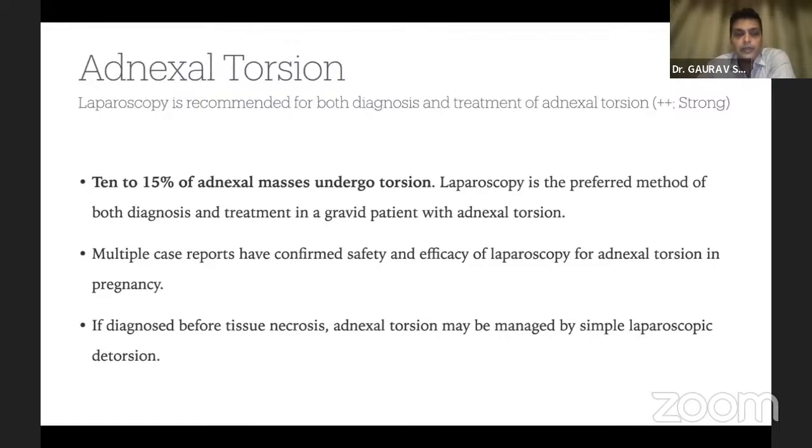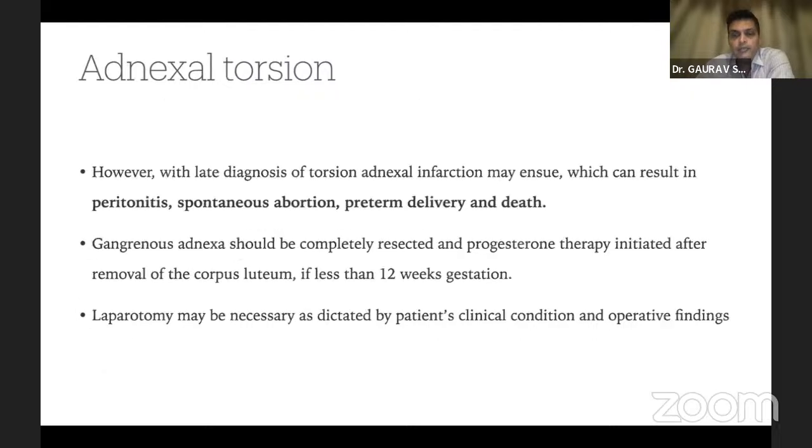pregnancy. So if diagnosed before actual death of the tissue occurs or tissue necrosis, then adnexal torsion can simply be managed by a detorsion. One has to, of course, look at the ovarian pedicle and, of course, remove the cyst. But in case of any gangrene or any necrosis that occurs, one might have to actually remove that ovary subsequently.